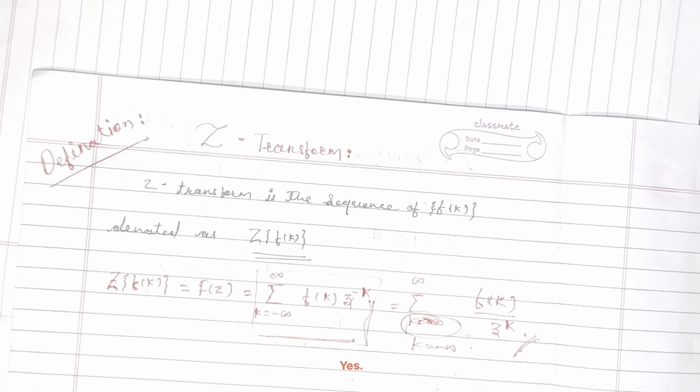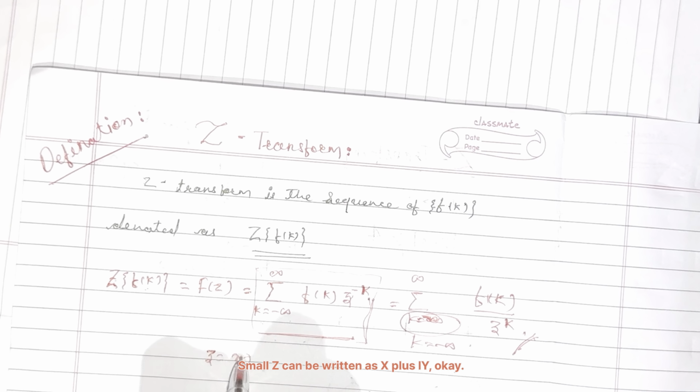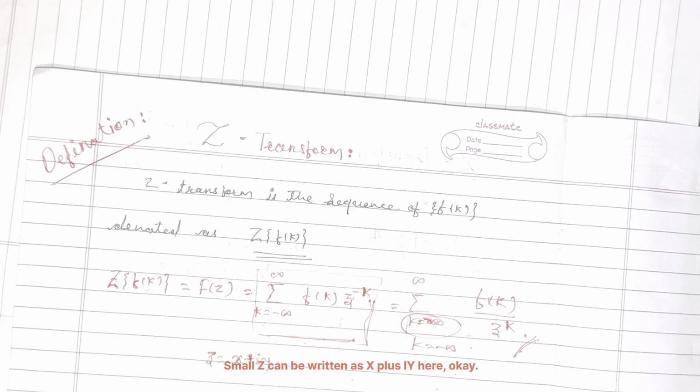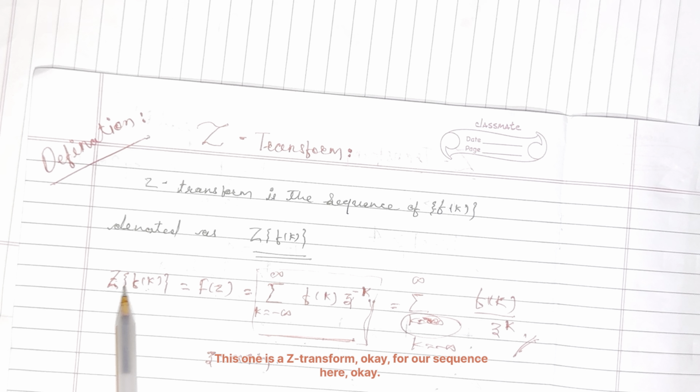And what is the z here? Let me explain. Small z can be written as x plus iy, as we are looking through complex numbers. So z represents x plus iy, and capital Z is the Z transform for our sequence f of k.